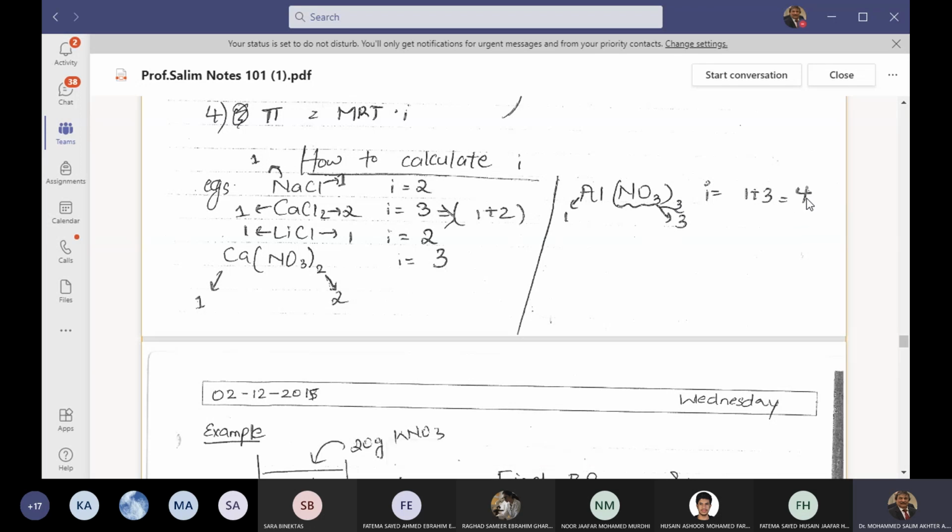Let me give you an example. Chromium sulfate. Write it down on a piece of paper. Chromium sulfate, Cr2(SO4)3. I'm giving you the formula: Cr2, bracket SO4 bracket close, outside 3. What is the value of i?